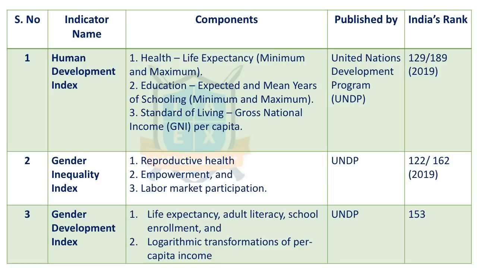The first important indicator is Human Development Index. Human Development Index considers three important components. One, health. Second one, education. Third, standard of living. Health is measured through life expectancy at birth. Education is measured through expected and mean years of schooling. And standard of living is measured through gross national income, GNI per capita, at PPP, purchasing power terms.